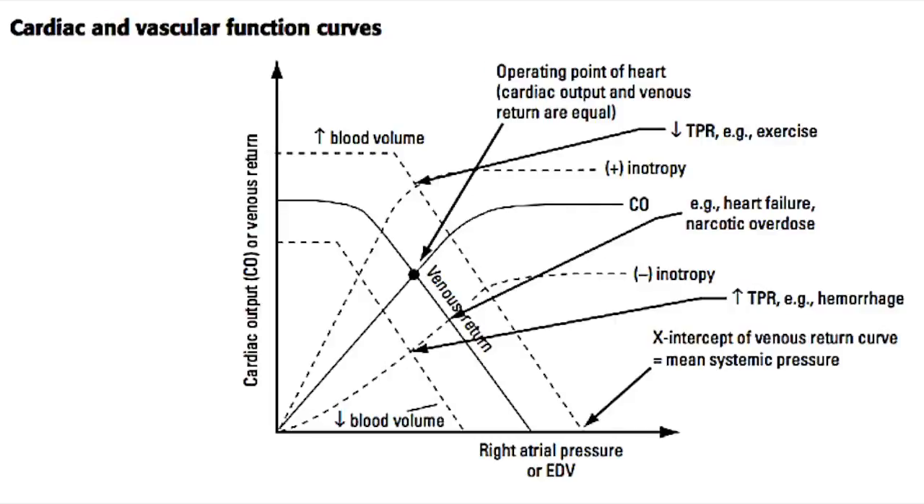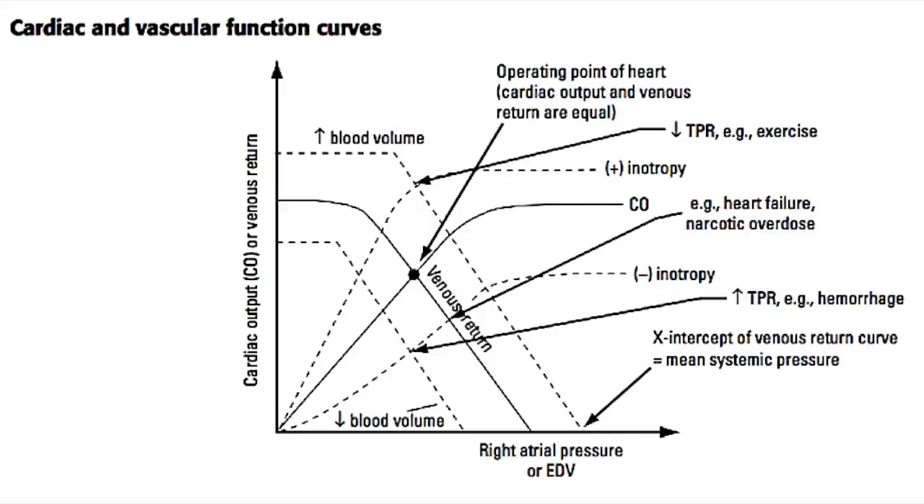The venous return curve, however, is affected by blood volume, for example, giving a patient a blood transfusion. And therefore, an increase in blood volume shifts the venous return curve up and to the right, while taking blood away from the patient, such as with hemorrhage, shifts the venous return curve down and to the left.